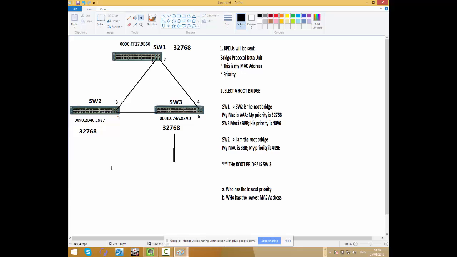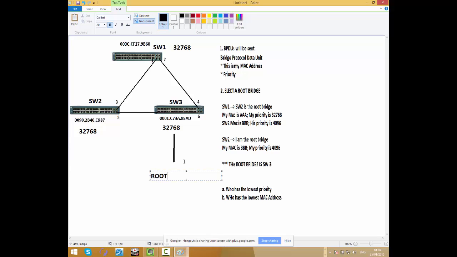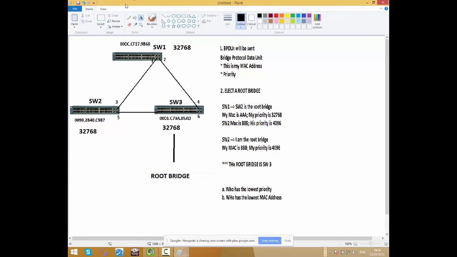So Ferenc says port 3 will block. Imran says port 1 will block. So which one will block? And why will it block? Powell, if you convert 000C, then you will see the C value has A, B, C, 11, 12 conversion in binary. Then I think you will find switch 1 has a higher one.